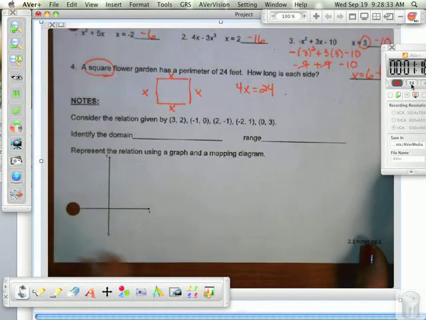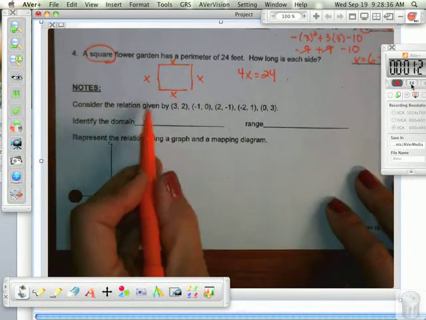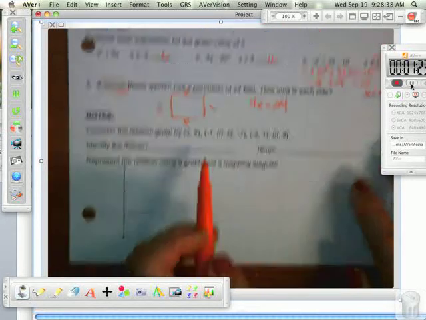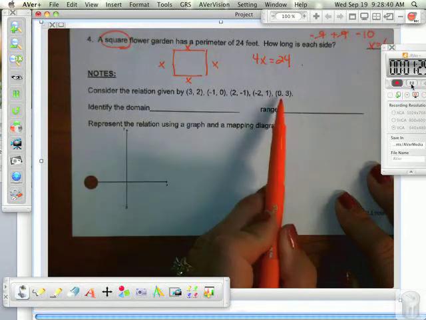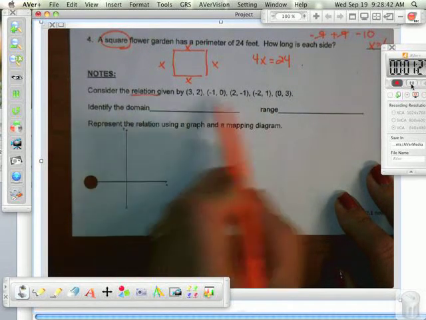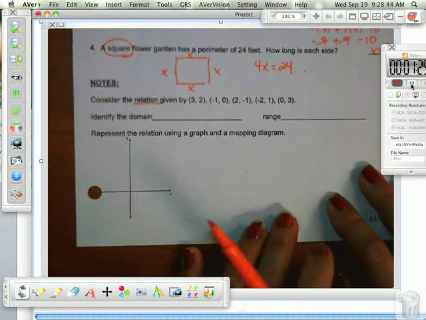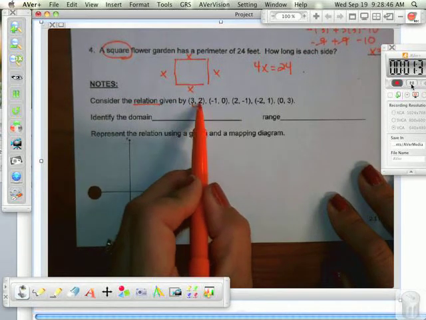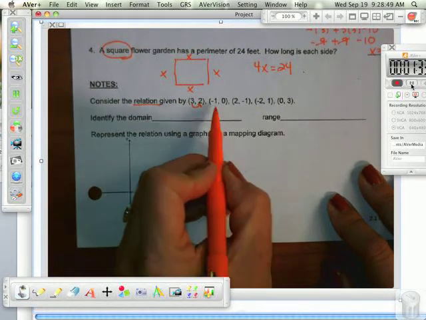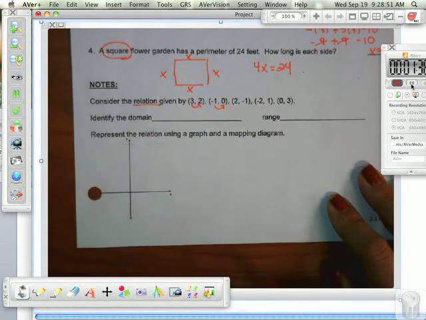All right, consider this relation. A relation is a pairing of input values with output values. You can write a relation as a set of ordered pairs. Okay, x is going in, 2 gets pooped out. Negative 1 is going in, 0 gets pooped out.